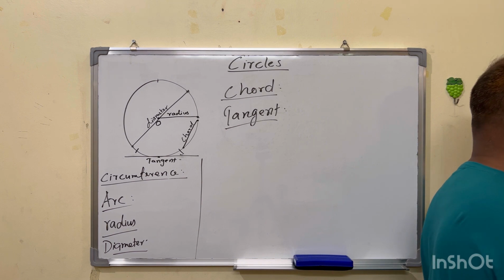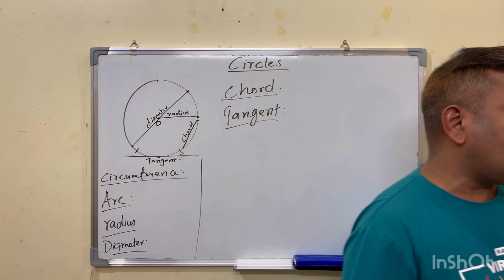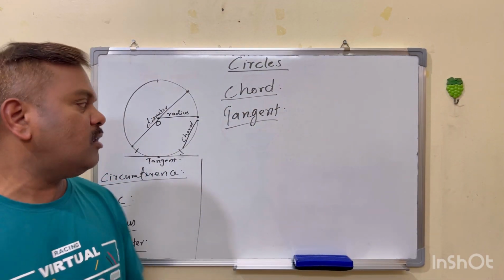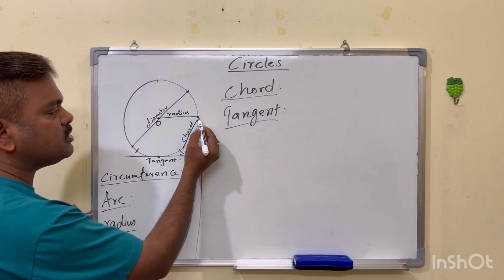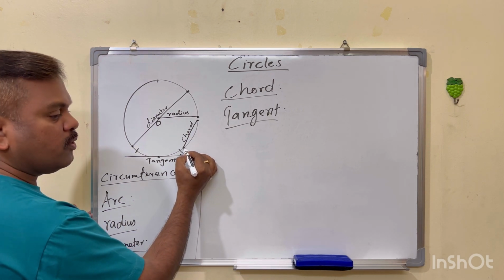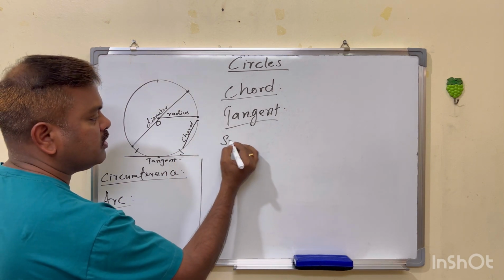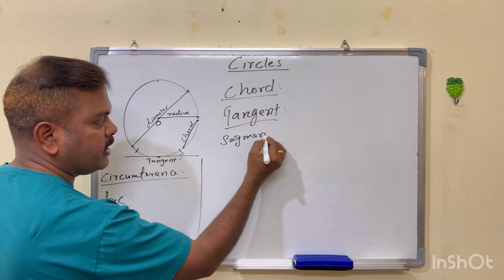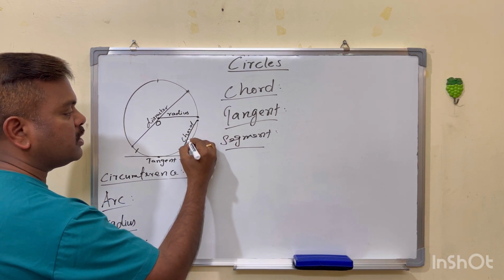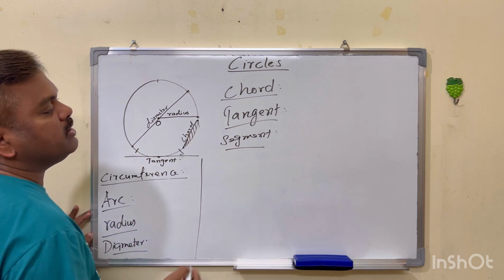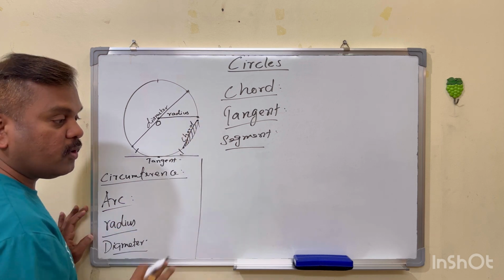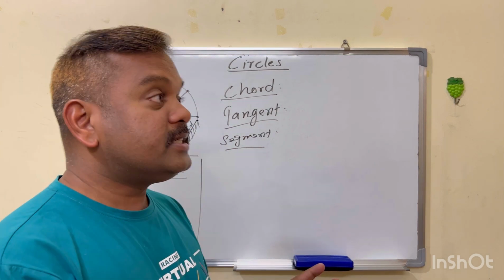What is a segment? A portion of a circle enclosed by a chord. I already told you, a chord means a straight line joining any 2 points on the circle. Now we are going to learn the segment. A portion of a circle enclosed by a chord is called a segment. This portion is called a segment of the circle. Okay, next one more thing, sector.